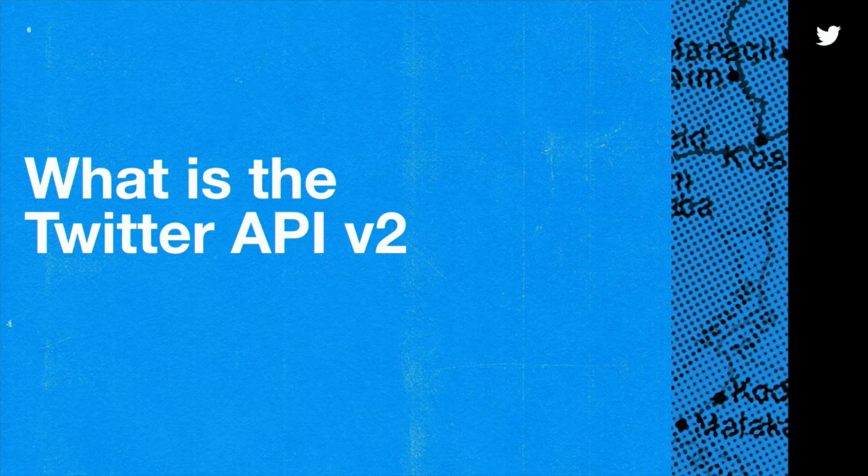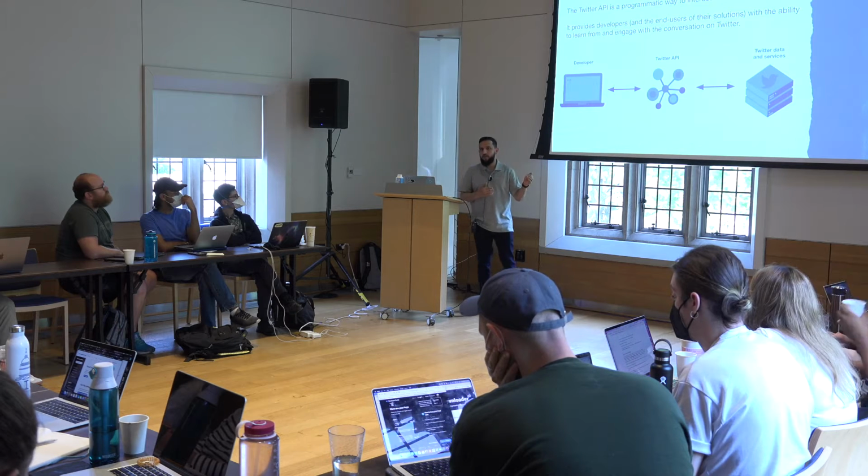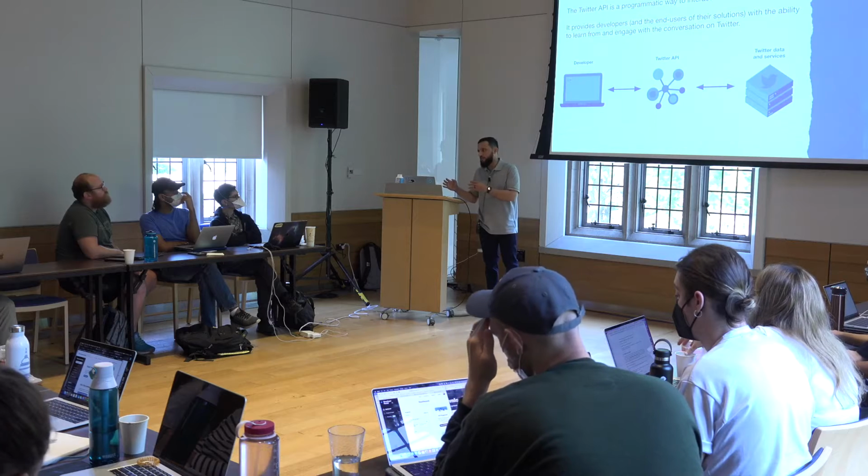So for starters, let's talk about what the Twitter API v2 is. The Twitter API is essentially a programmatic way for developers and researchers to get Twitter data. Let's say right now I log in on Twitter, and I tweet that I'm teaching this tutorial at Duke University.